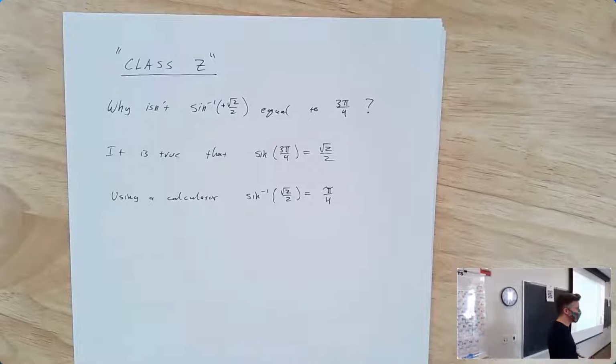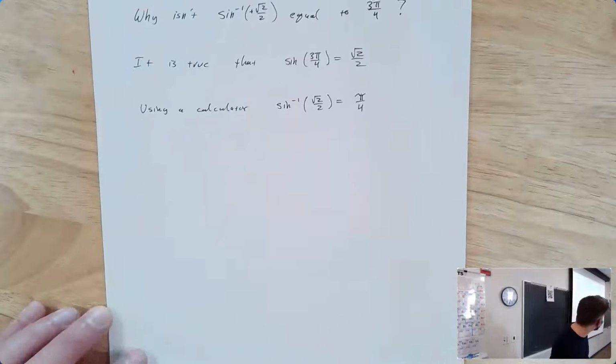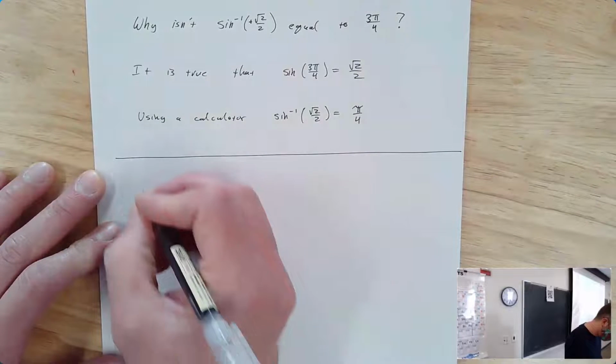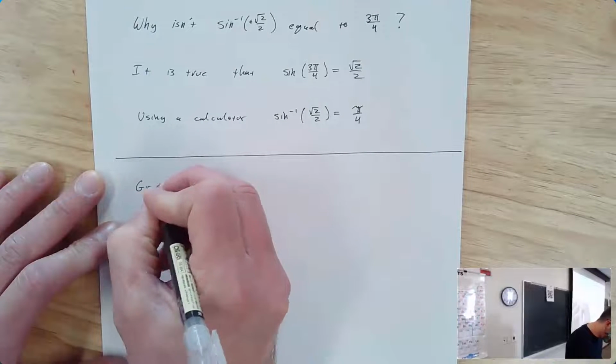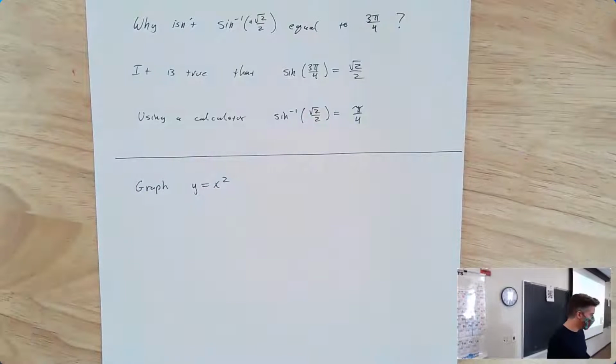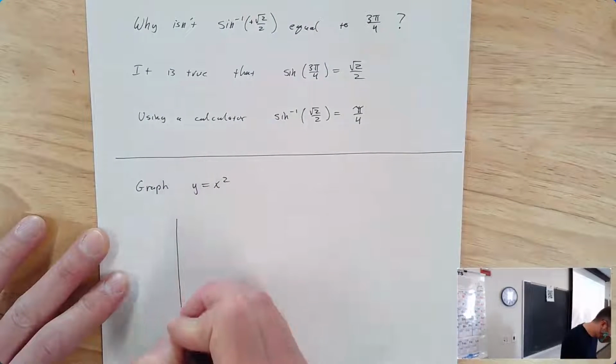Well, it kind of is an involved answer. So let's backtrack just for a minute. Let's talk about a different function completely. Let's look at the graph of y equals x squared. Something you're familiar with. Looks like this.